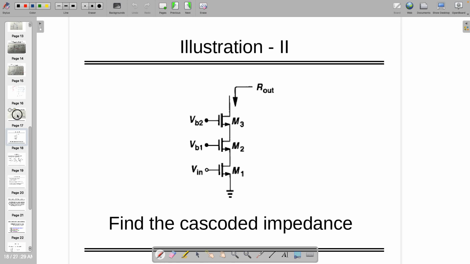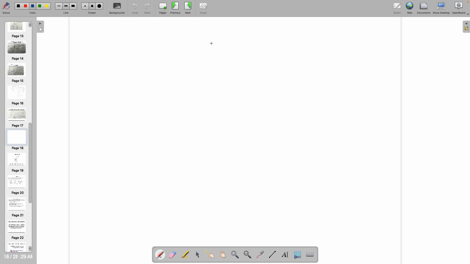Now let's find out RO if this is the case. What is RN here? Somebody can tell me? Shrishti? No answer. If you want, you can use your notebook.